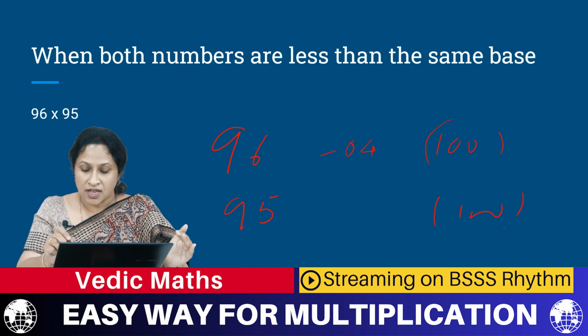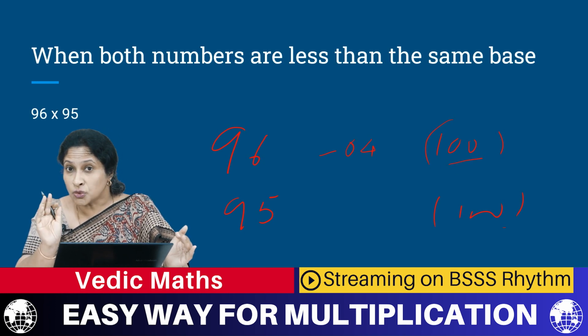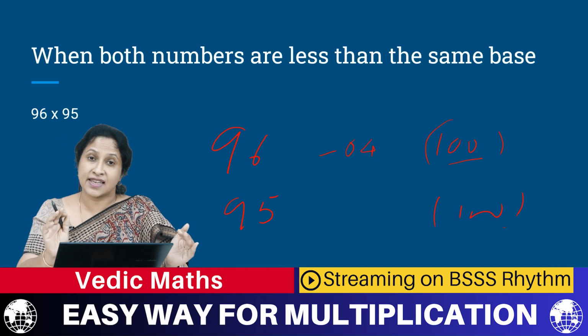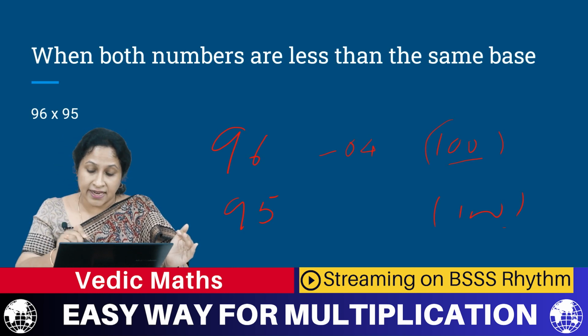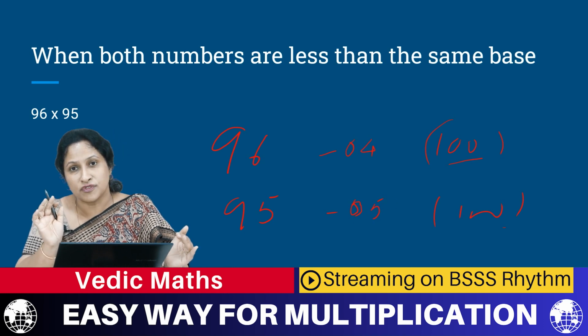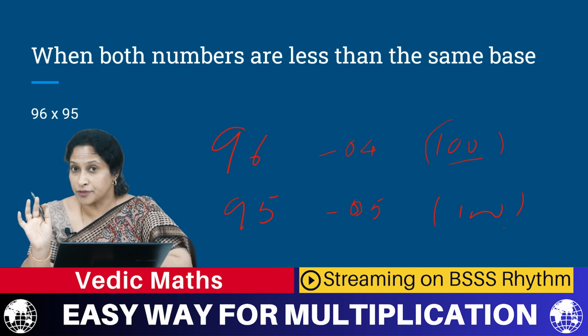Instead of writing 4, the only trick, the hack, is you will write minus 04. Why 04? Just to consider the two zeros in the pure base of 100. Likewise, in 95, you will write minus 05. Just remember, you will write minus 05 and not 5, just to take care of the two zeros in the pure base of 100. I hope this step is clear to all.